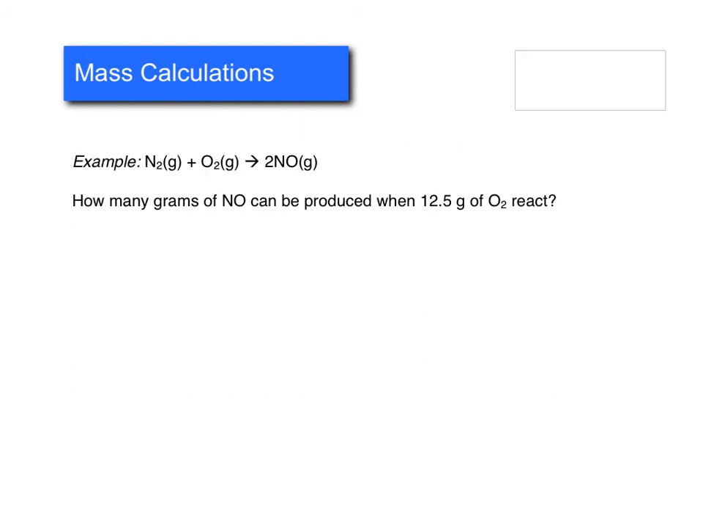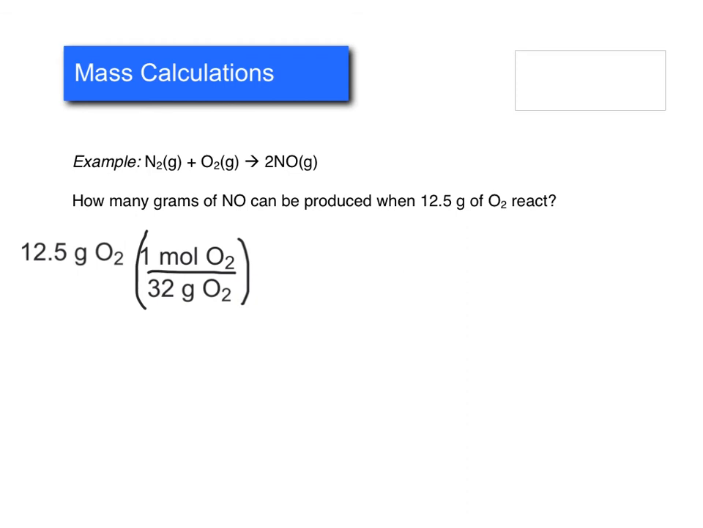So now to do the reaction, we're going to take what we're given, which is 12.5 grams of O2, and then we're going to first convert that to moles of O2. So we know that there are 32 grams of O2 in 1 mole, and we want grams on the bottom so it cancels. And then we use our mole-mole ratio to get from moles of O2 to moles of NO, which is what we're interested in in this problem.